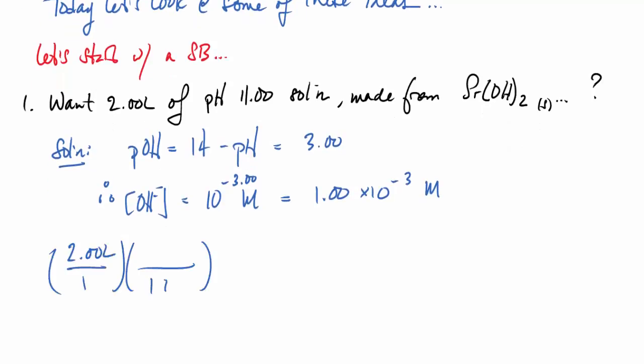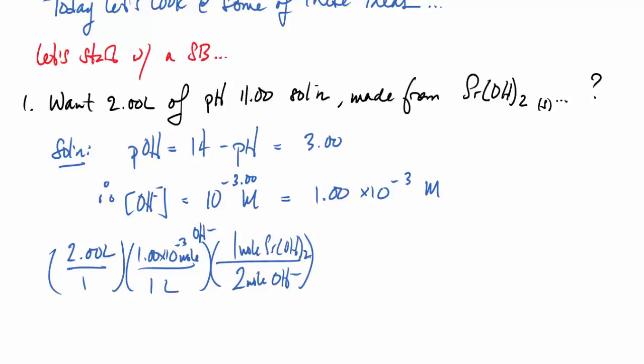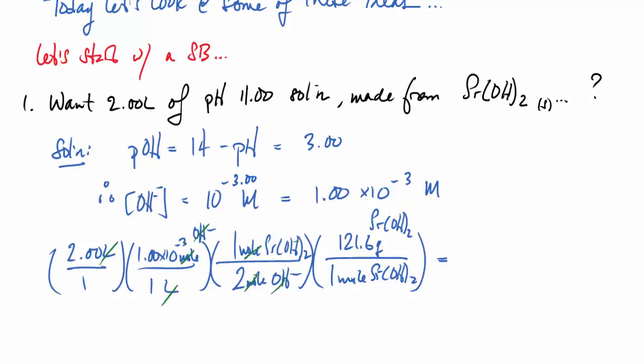Now a little bit of straightforward unit analysis here. 2 liters of solution. In every 1 liter, 1.0 × 10^-3 moles of hydroxide ion. Remember that we get 2 moles of hydroxide ion for every 1 mole of strontium hydroxide we dissolve, and that every 1 mole of strontium hydroxide has a mass of 121.6 grams. Do all this, make sure you check the units before you finalize your calculation. We do get grams of strontium hydroxide here.